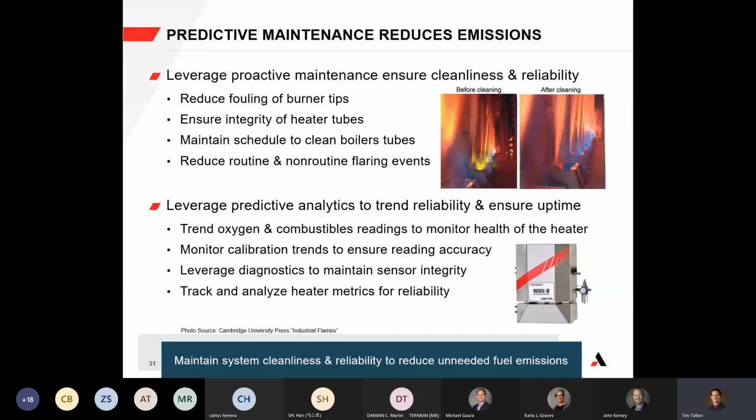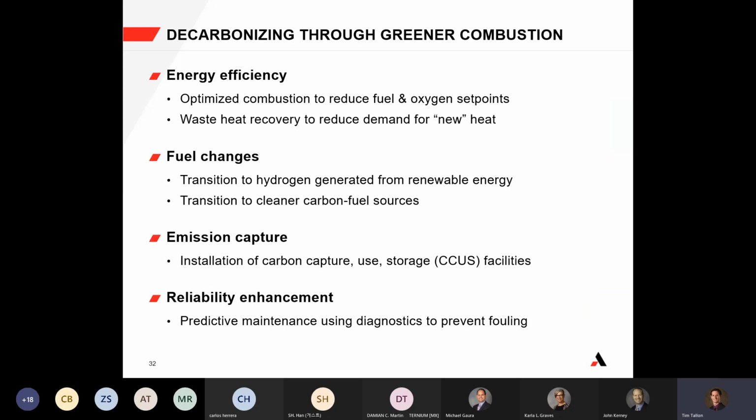And altogether, that allows you to reduce unneeded fuel emissions from incomplete combustion or lack of cleanliness. So those were the 4 different approaches for driving greener combustion and how to decarbonize in different ways.